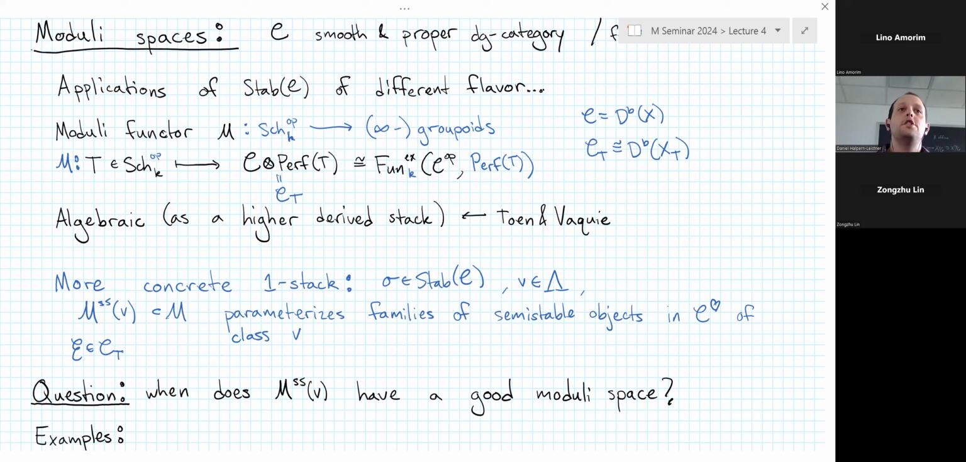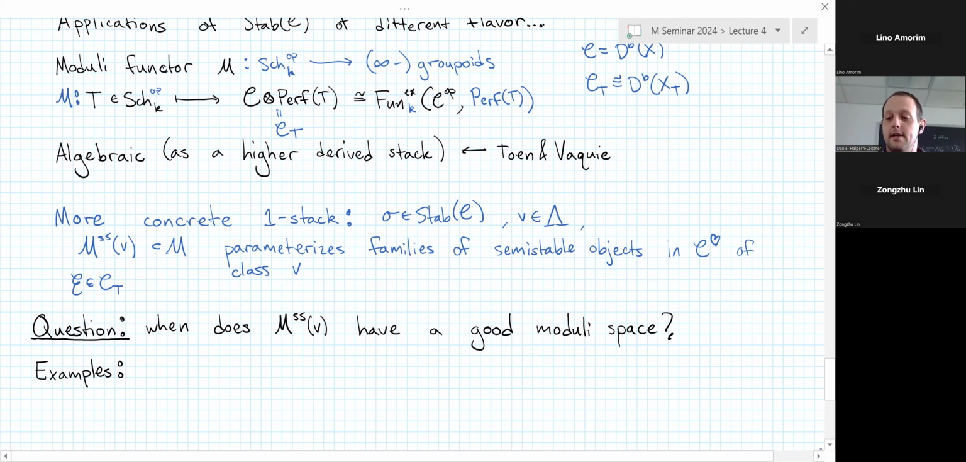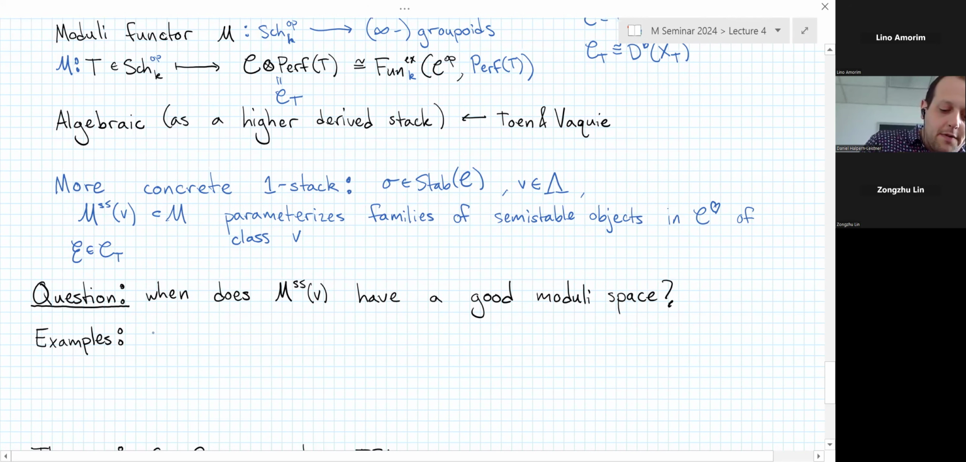The question is basically, when is this a reasonable thing to do? That cuts you down to a much smaller functor, and it's much more likely to have a moduli space. Examples where this comes up a lot are K3 surfaces. This has actually been very useful. Bayer and Macrì basically studied the minimal model program for moduli spaces of sheaves. So this is a very useful tool.